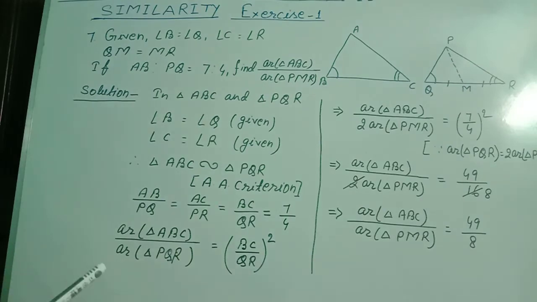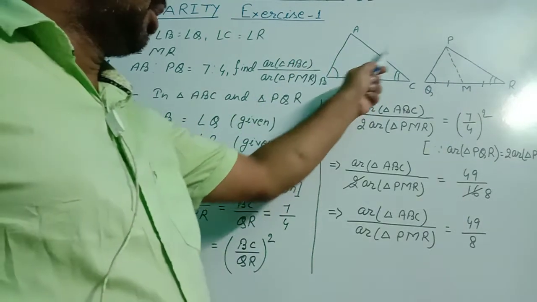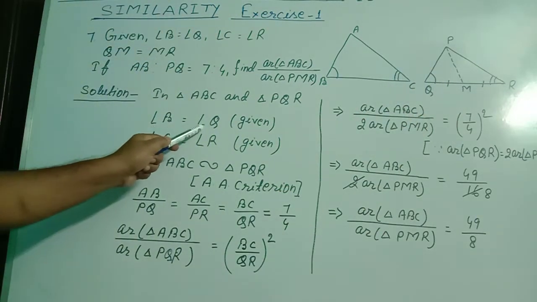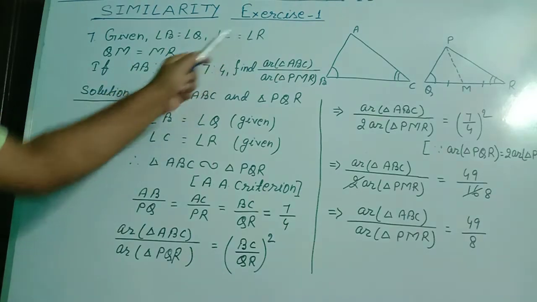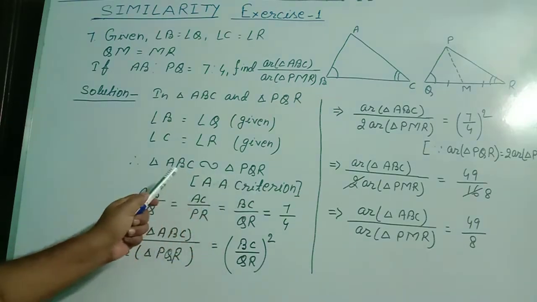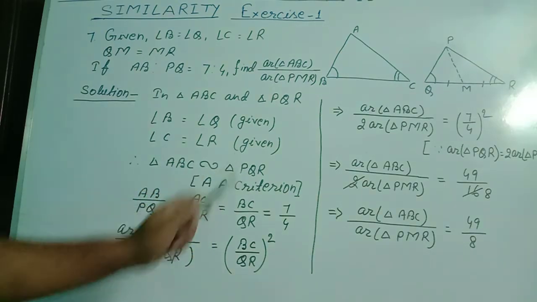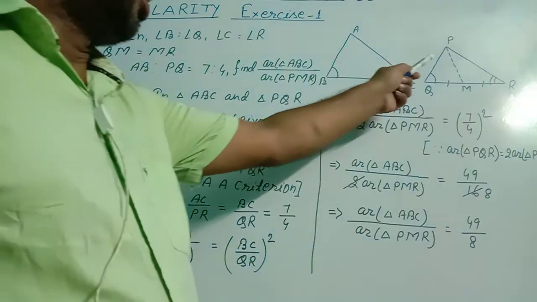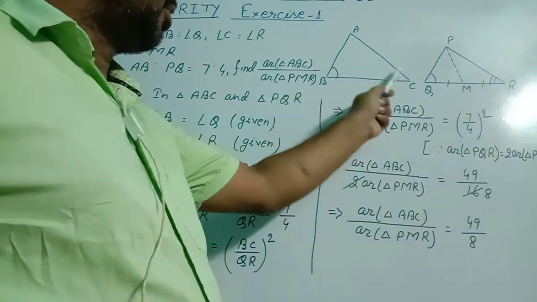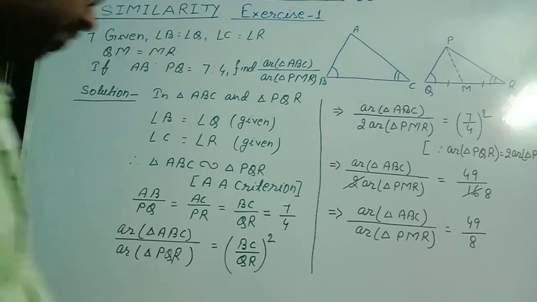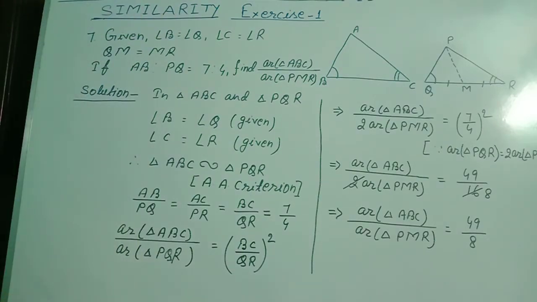So first of all, I proved these two triangles ABC and PQR are similar. Because angle B equals angle Q is given, and angle C equals angle R is also given. So from the criterion of similarity we can say triangle ABC is similar to triangle PQR. Since these two triangles are similar, the ratio of the corresponding sides will be equal. AB and PQ are corresponding sides, AC and PR are corresponding sides, BC and QR are corresponding sides. So the ratio of all these corresponding sides will be equal.